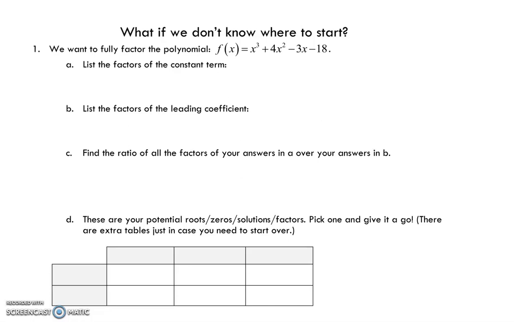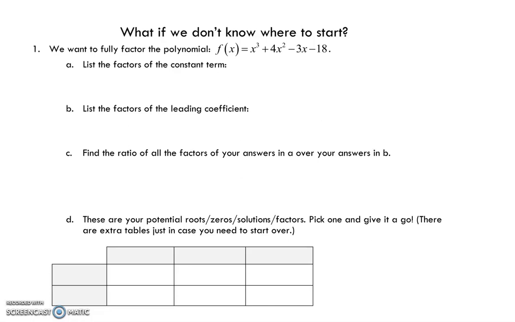What if I just had a polynomial x cubed plus 4x squared minus 3x minus 18, but I didn't have a starting point? I didn't know what values to look at to figure out where my factors are. So this activity is going to walk you through that process. Like usual, I would like for you to attempt it on your own first. Press pause, try it, and then come back. But you do you, and if you'd rather just keep on watching, then just keep on watching.